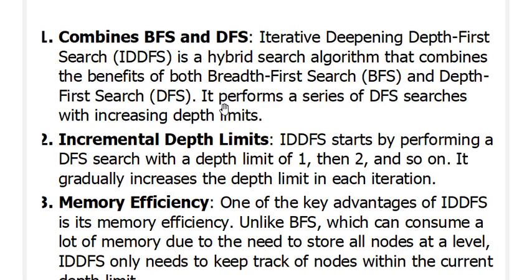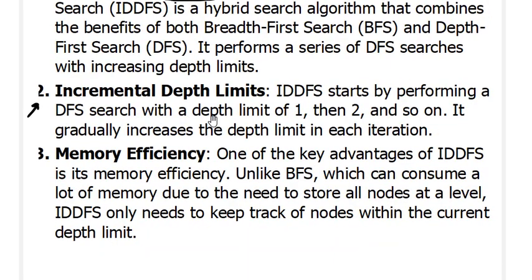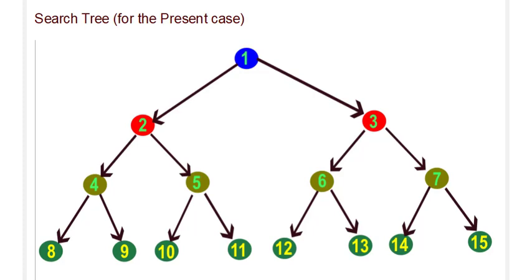Starting with some features of iterative deepening depth-first search: it is a combination of BFS as well as DFS. BFS has some advantages and DFS has some advantages. We combine the advantages of both and make up iterative deepening depth-first search. It is a modified version of DFS in which the depth is incremented after every iteration. We'll see this in the next slide. It is also memory efficient compared to BFS. BFS takes more memory, and IDDFS takes less memory, and of course both are complete.